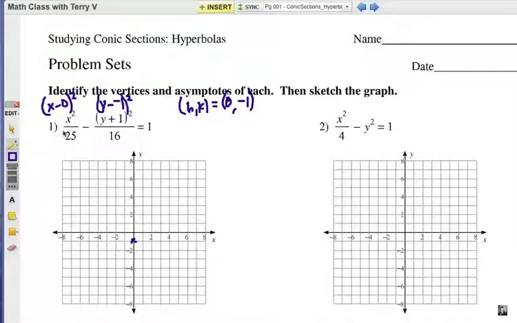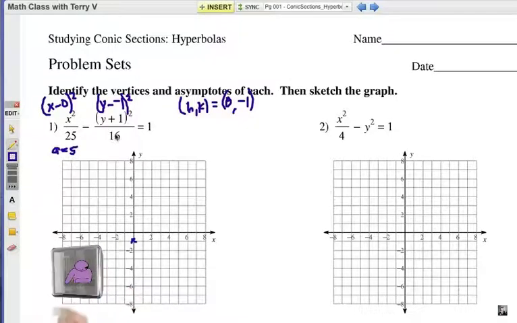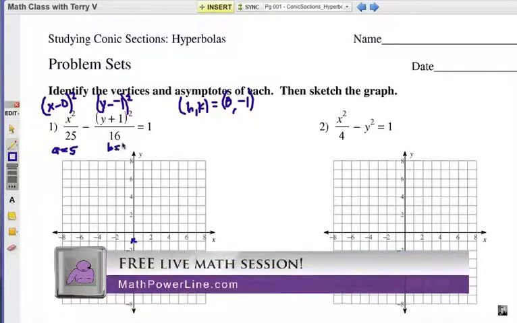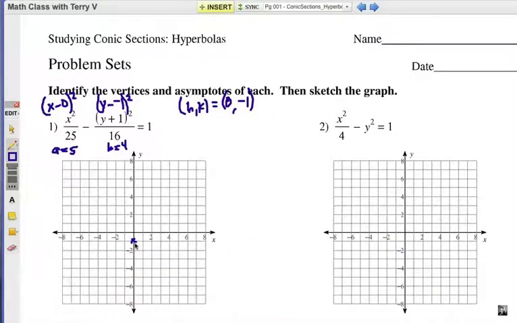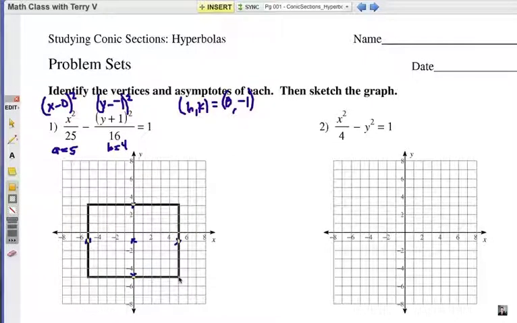Also, the a value is 5 because 25 is really 5 squared, and 16 is really 4 squared, so b must be 4. That gives us the dimensions of our rectangle from the center. If a is 5, we go 5 in this direction and 5 back in the negative direction, and then 4 up and 4 down. Let's draw the rectangle. The rectangle is going to look like this.